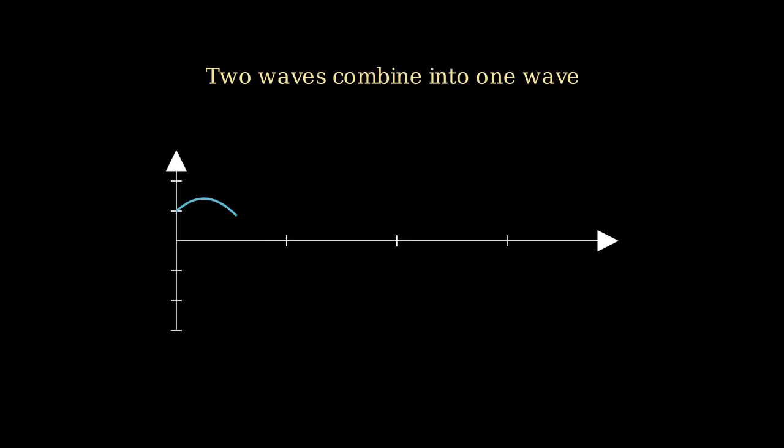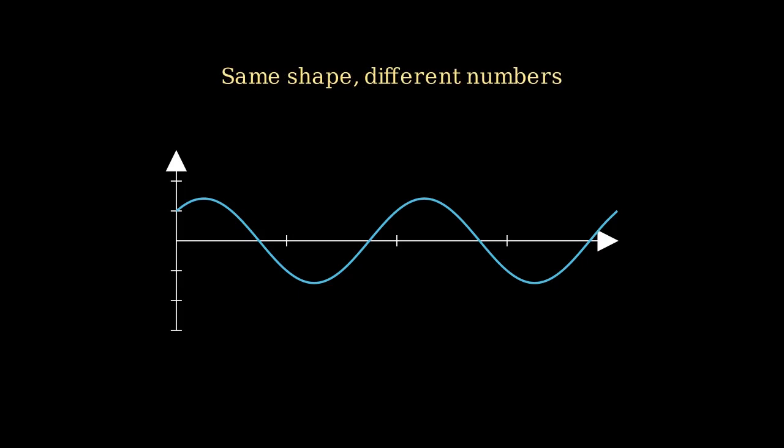Two waves combine into one wave. Watch this. A sine wave and a cosine wave, added together, still trace out one single smooth wave, just shifted sideways and stretched taller or shorter.